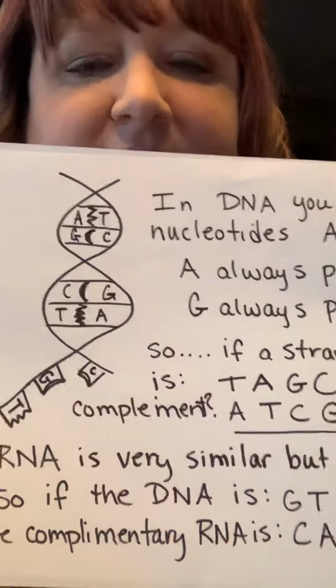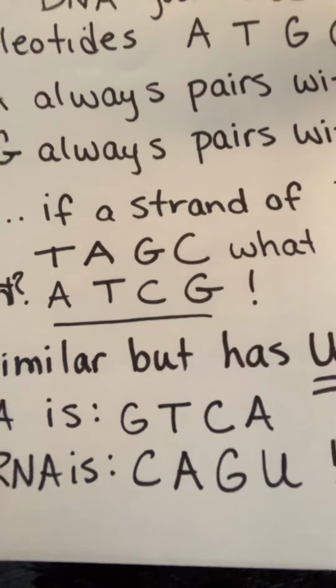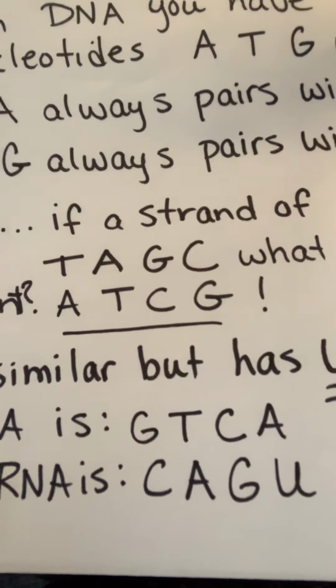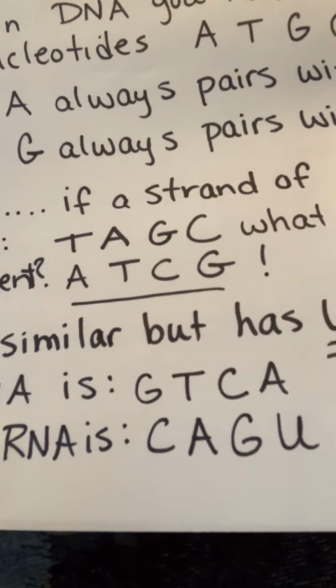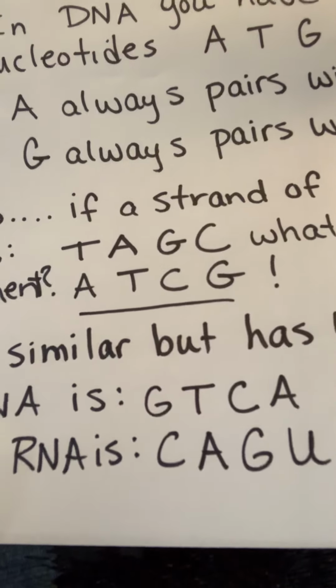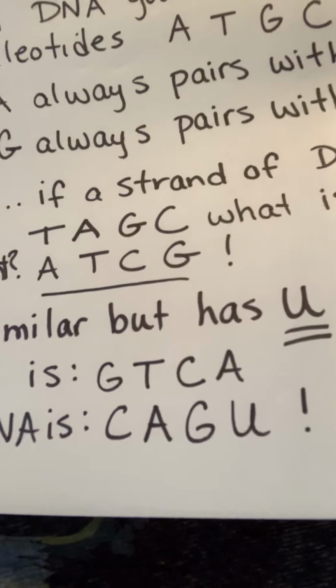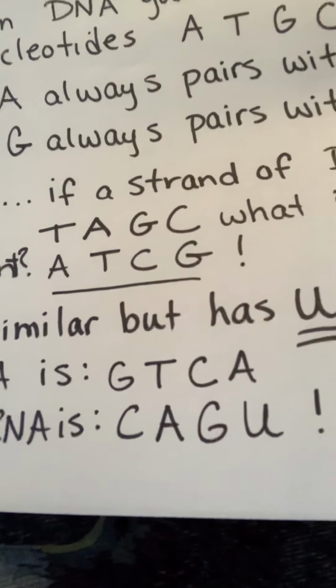So on this example DNA right here, if you have GTCA is what I give you, and you're trying to figure out what the answer is, then the complement would be CAG, and then not T, but U. So that's how you do that one.